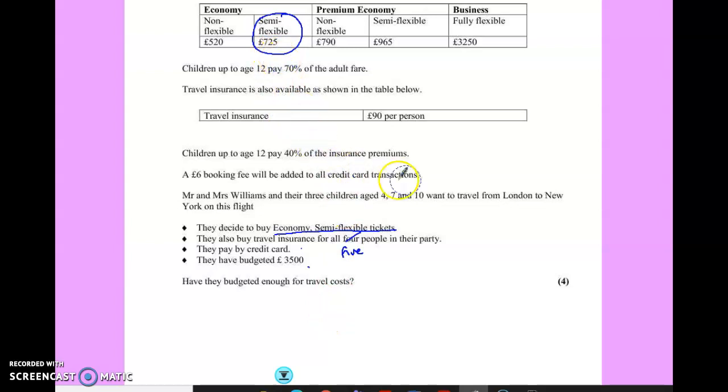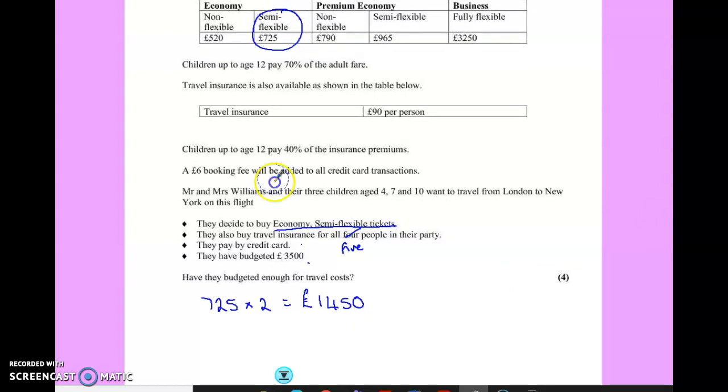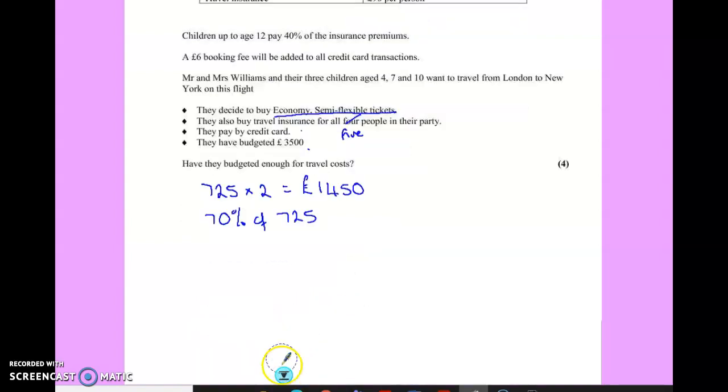Okay, so we've got 2 adults. So let's start with this one. We're going to do 725 times 2, which is £1,450. We've got 3 children under 12. It doesn't matter if you find 70% and times it by 3 or times it by 3 and find 70%, it makes absolutely no difference. I'm going to start by finding 70% of 725.